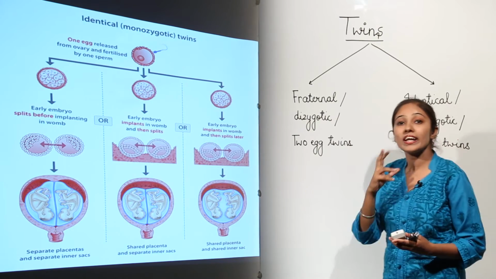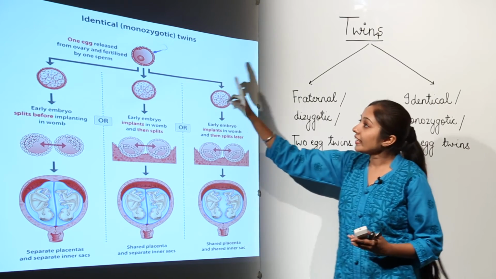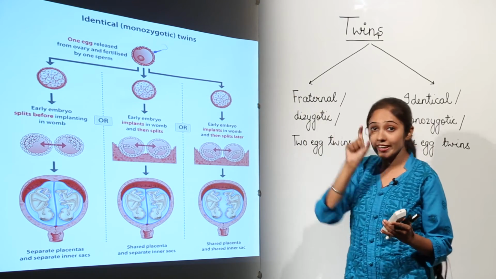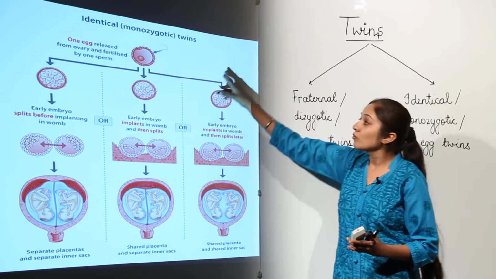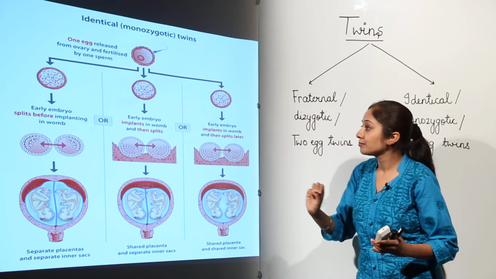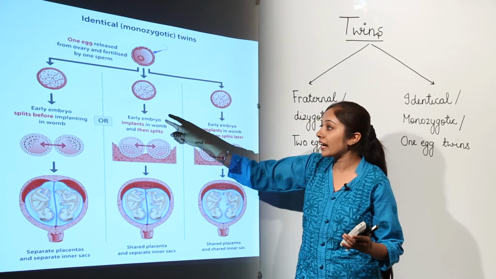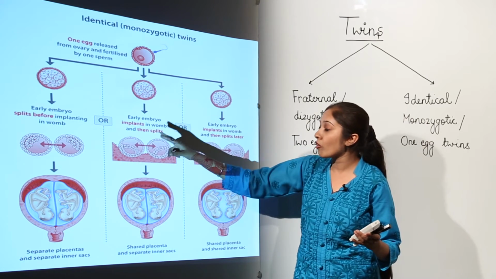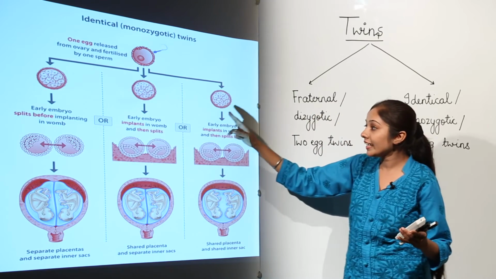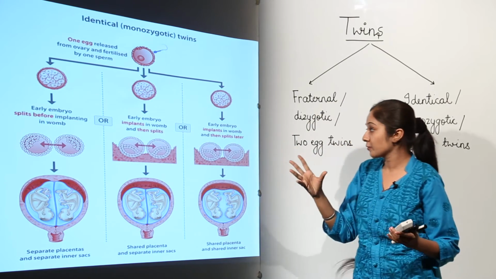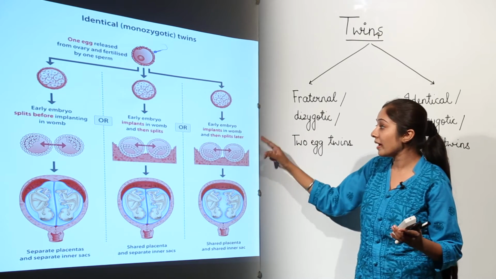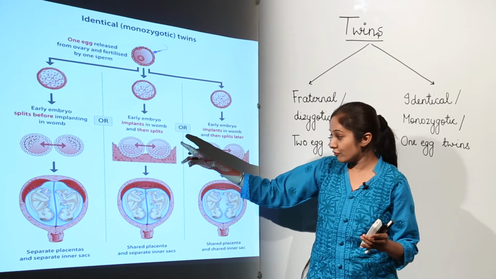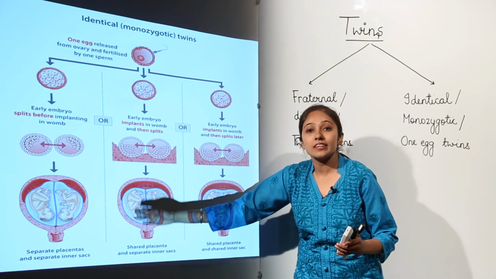The next type of twins is the identical twins, or monozygotic twins, or sometimes one egg twins. What happens is that one egg is released from the ovary and fertilized by one sperm. So remember, we are talking here about one egg and one sperm. What is going to happen? There can be three chances. First, the early embryo splits before implanting in the womb, at the blastomere stage. Second, the early embryo implants in the womb and then splits. Third, the early embryo implants in the womb and splits later. If the early embryo splits before implanting in the womb, separate placentas and separate inner sacs will be formed.